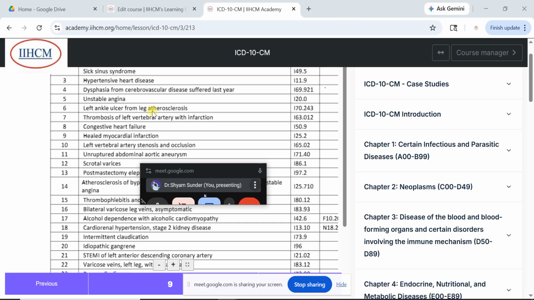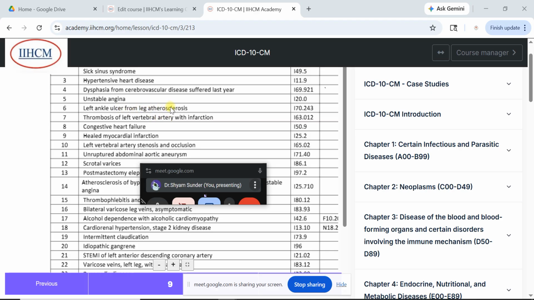Ulcer is one problem. And atherosclerosis. Yes, the patient has two problems. One is atherosclerosis, the second is ulcer. Atherosclerosis is the thickening of the arterial wall, and because of that, the patient developed an ulcer on the left ankle. Now we have to cover these two.